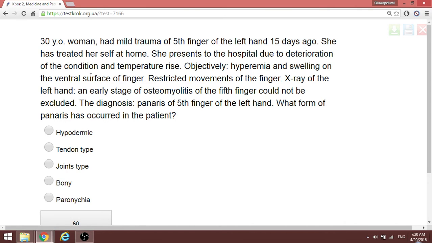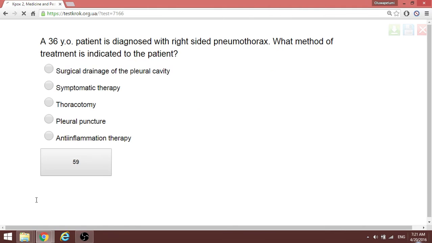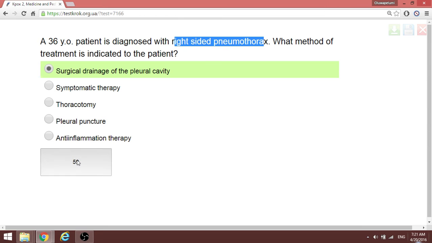Reading through this question of a patient with trauma, they're asking us which form of Panaris this is. They are telling us that we have osteomyelitis of the 5th finger. Already this is directly about the bone. It's not any of the others anymore. Osteomyelitis means the bone is being affected. So it's simple, according to the question, bony. I encourage us in the real exam, don't think too far. The further you think, sometimes the greater the chance that you will reason the right answer away. So don't think too far. Right-sided pneumothorax, we've talked about it several times, is surgical drainage of the pleural cavity.